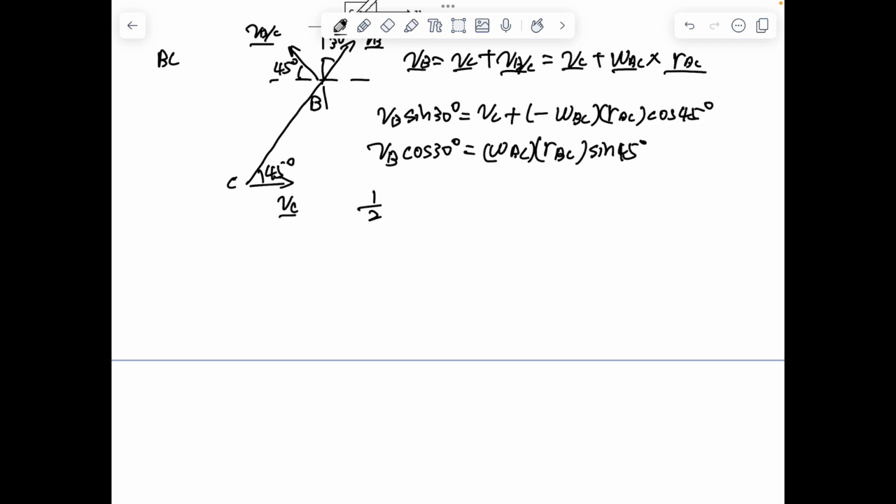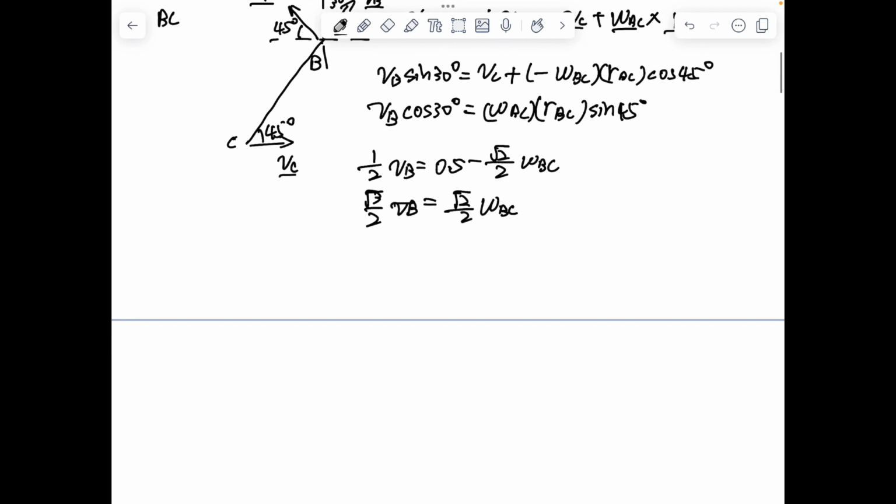Then we have 1 over 2 VB is equal to 0.5 minus square root 2 over 2 omega BC, and square root 3 over 2 VB is equal to square root 2 over 2 omega BC. Then we have VB is equal to 0.366 meter per second, and omega BC is equal to 0.45 radian per second. It's counterclockwise.